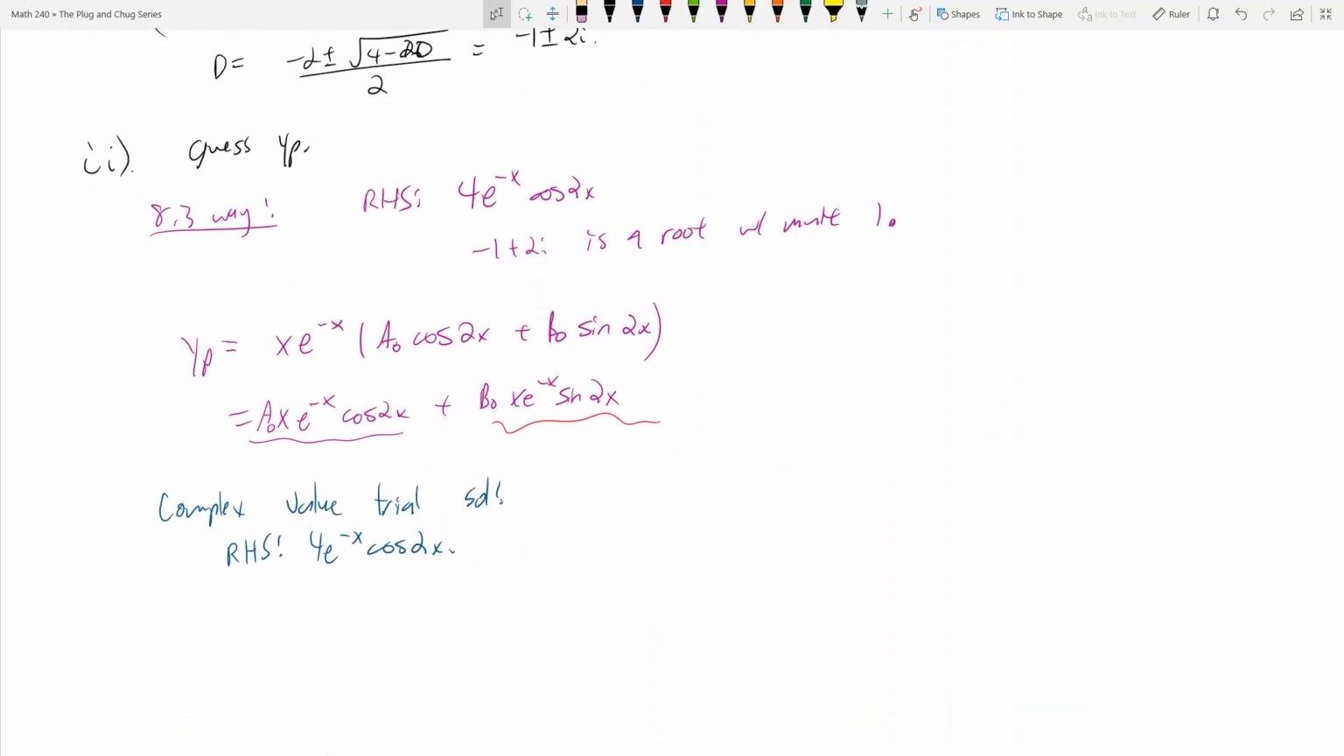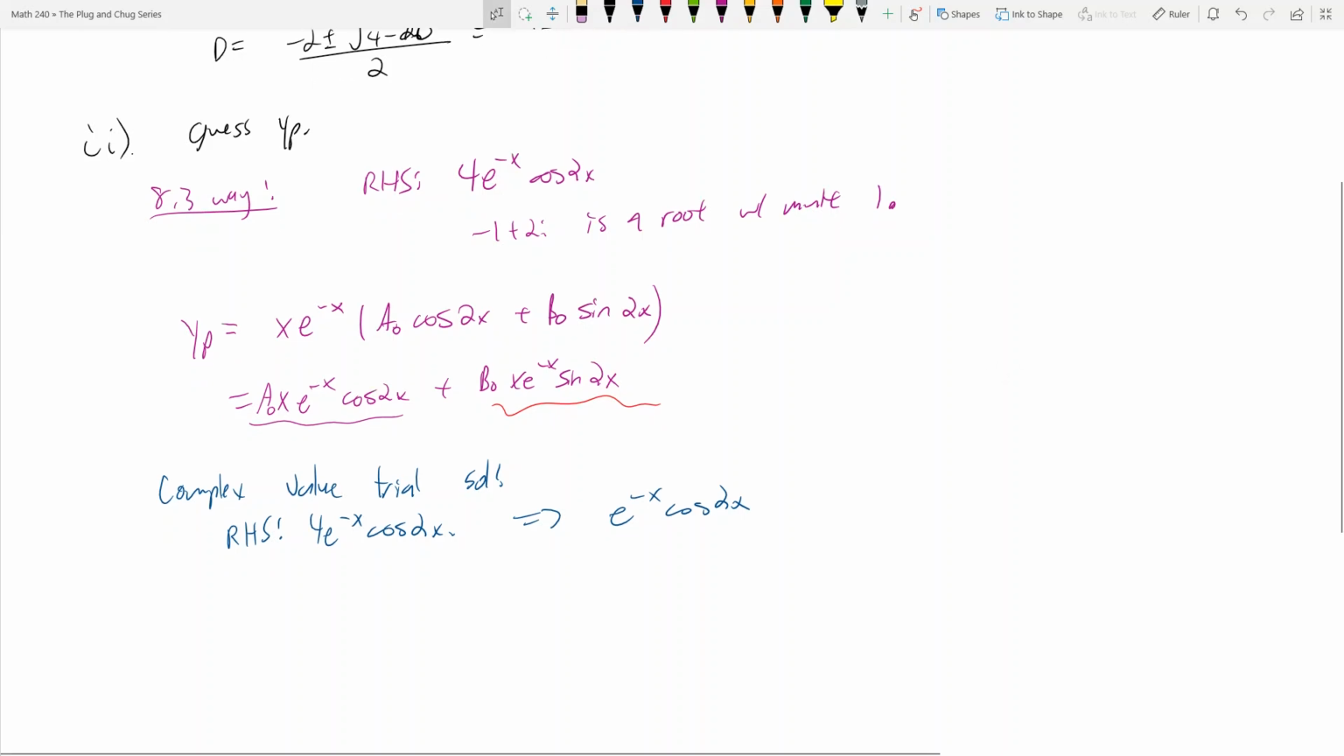Now, complex value trial solutions tells me that if I just look at e to the negative x cosine 2x, what is this a part of? We realize that e to the negative x cosine 2x is a part of e to the negative 1 plus 2i times x, right? So this comes from e to the negative 1 plus 2i x.